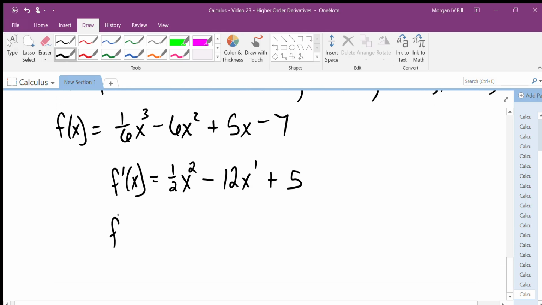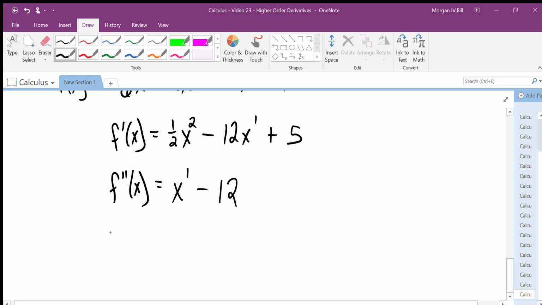Let's take the second derivative. We'll just do the derivative of the derivative. So I'm looking at 1/2 x squared. I'm going to bring the 2 down. 1/2 times 2 is 1. And 1 x to the power of 2 minus 1 is 1. And then minus 12. Bring the 1 down. 12 times 1 is 12. X to the 0, so that's just 12.